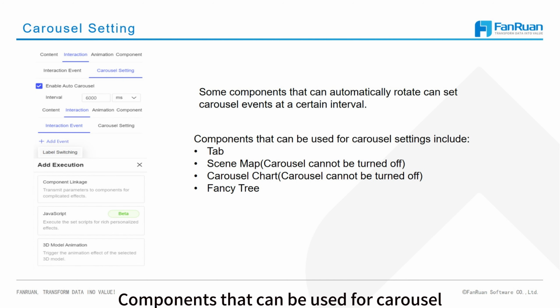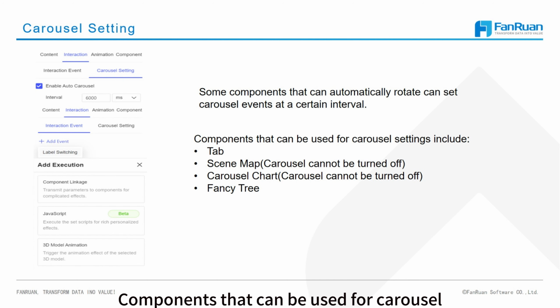Next, we'll see how to set click event for 3D components. If it is a 3D component, you need to select the event object, that is, select the layer and then select the event type. The setting of each event is the same as the normal component.